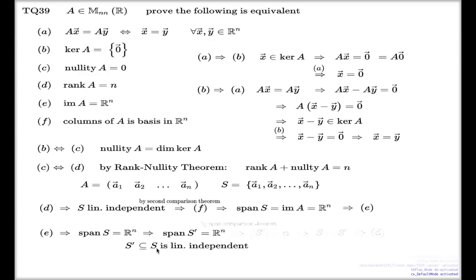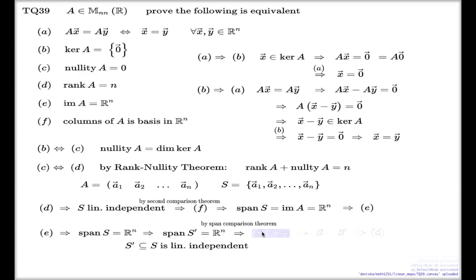So if my S dash is a smaller subset of S, which is linearly independent, and which spans the same thing as Rn, what can I say? Well, I can say this. Rn is an n-dimensional space. The minimum number of vectors required to span Rn is n. It's something which I call the span comparison theorem.